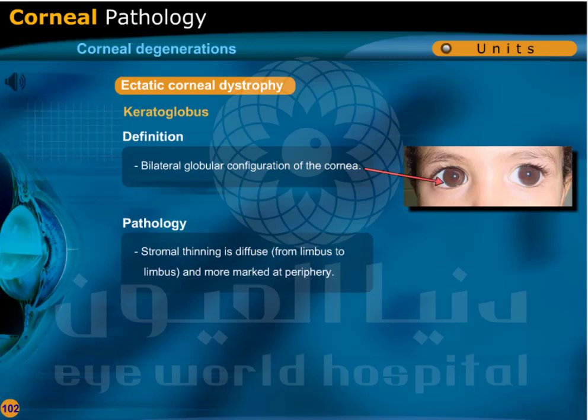Keratoglobus is bilateral globular configuration of the cornea. There is stromal thinning which is diffuse from limbus to limbus and more marked at periphery.